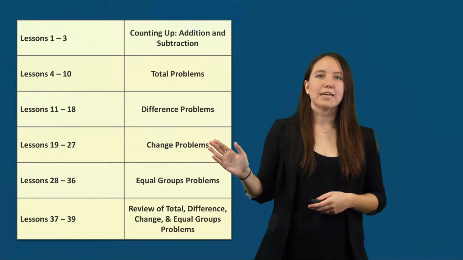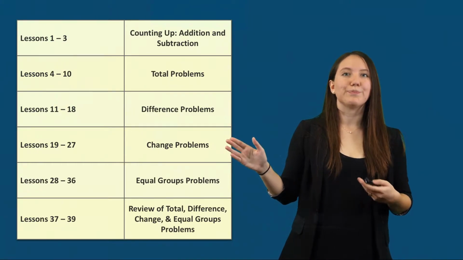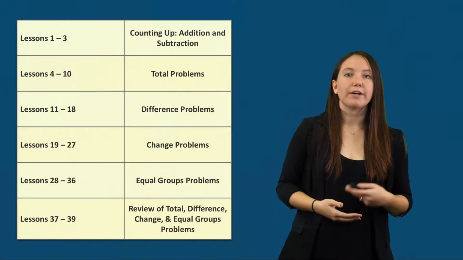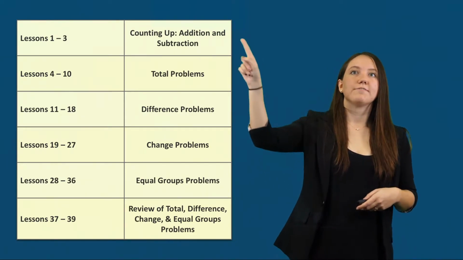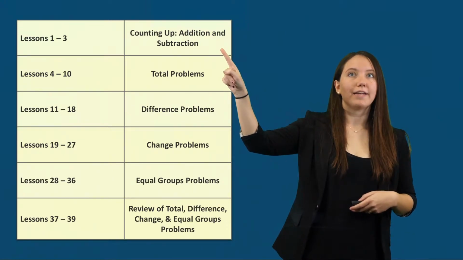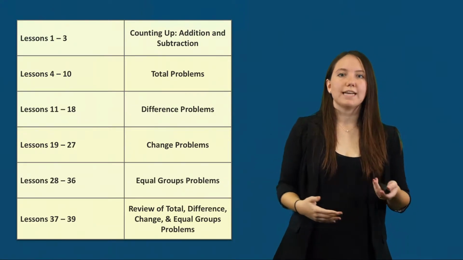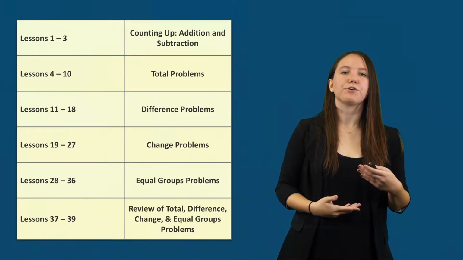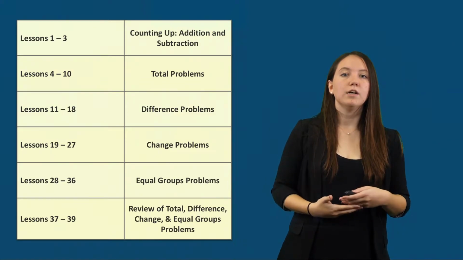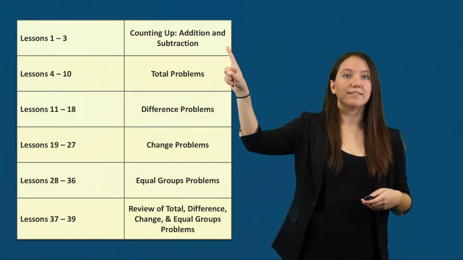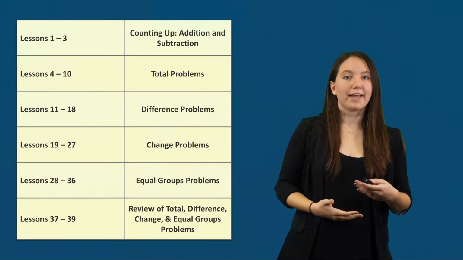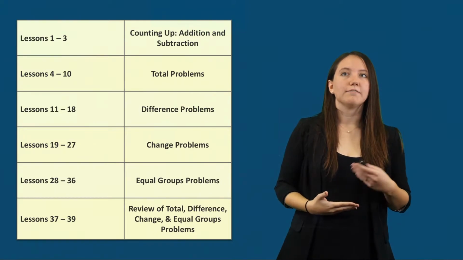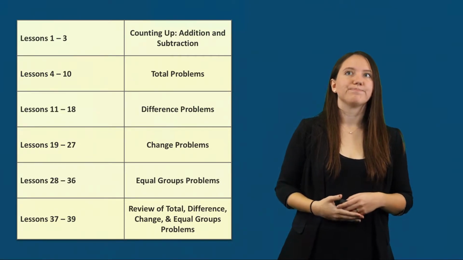So here we see the lesson schedule for the Pirate Math Equation Quest small group intervention. There are 39 lessons in the intervention, which are spread out over 13 weeks. For lessons 1 through 3, students focus on counting up, addition, and subtraction. Oftentimes students with math disability struggle with fluency and require remediation of these skills to ensure correct computation when solving word problems. So in counting up, addition, and subtraction in these lessons, students learn explicit strategies to facilitate addition and subtraction computation so that they can fluently use those skills throughout the rest of the program.